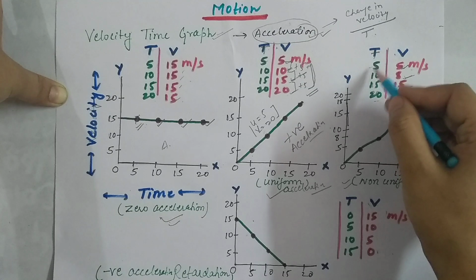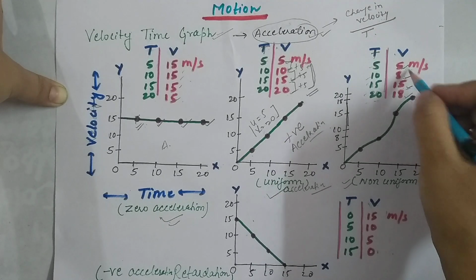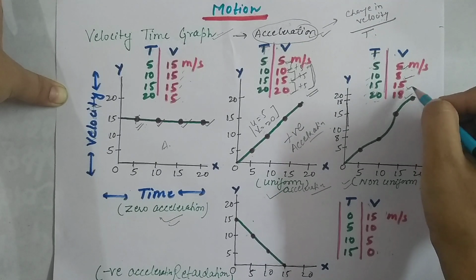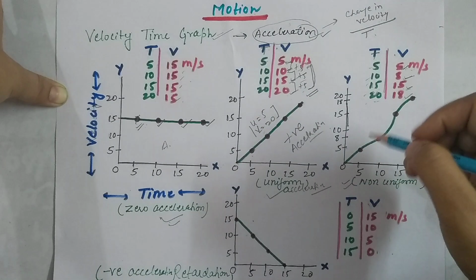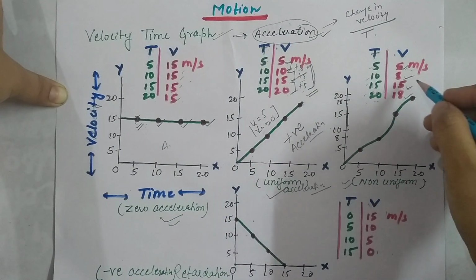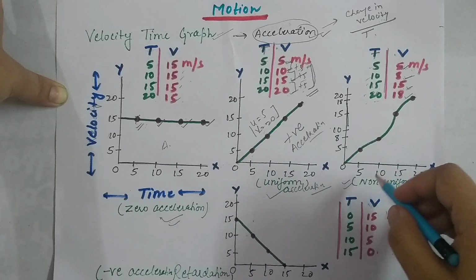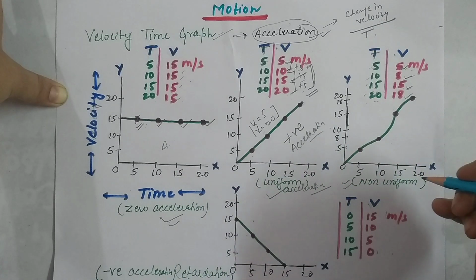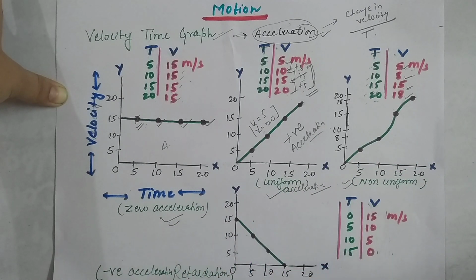In this graph the velocity increases as time increases, but there is no definite pattern. Like in the previous graph we had a definite pattern, 5 plus 5 plus 5, a constant value each time, but here there is no constant value of increase. So this type of graph shows non-uniform acceleration.